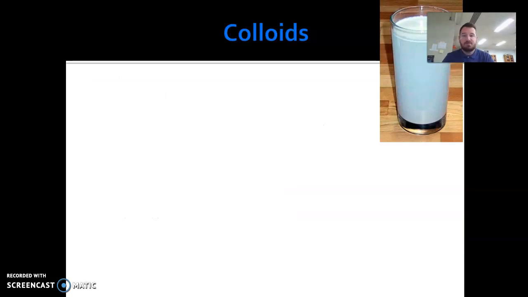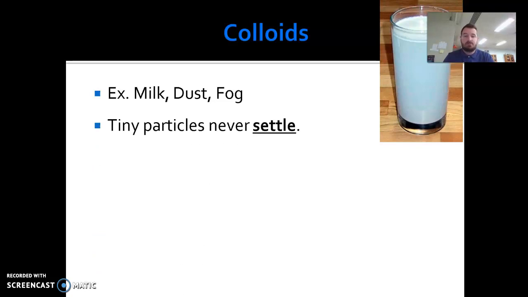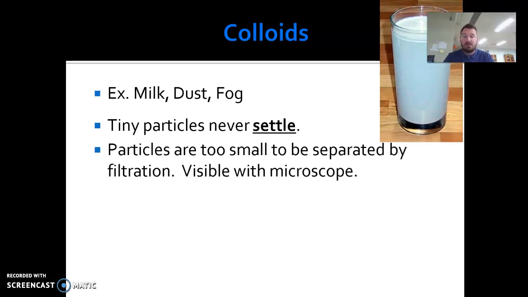Very sweet. All right, next one we're going to talk about will be colloids. Some examples of colloids would be milk, dust, and fog. These are very tiny particles, not as small as the particles of a solution, but still very, very small. And these particles never settle. These particles are too small to be separated by filtration. The colloid would pass completely through filter paper.